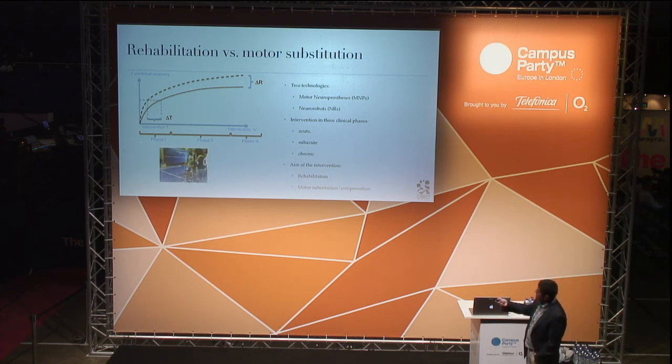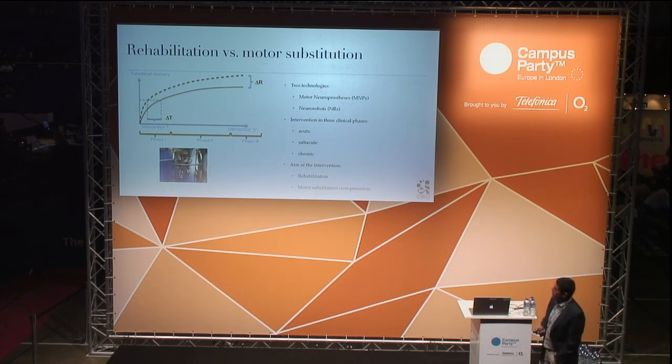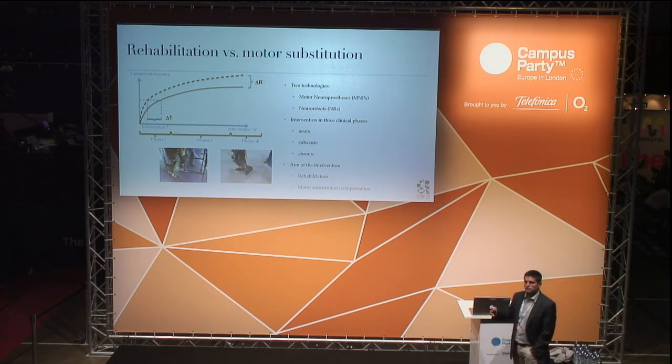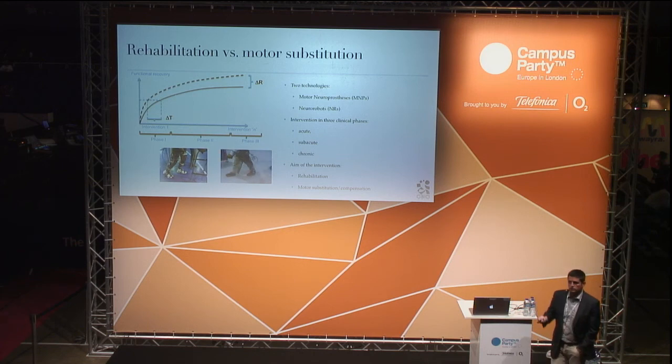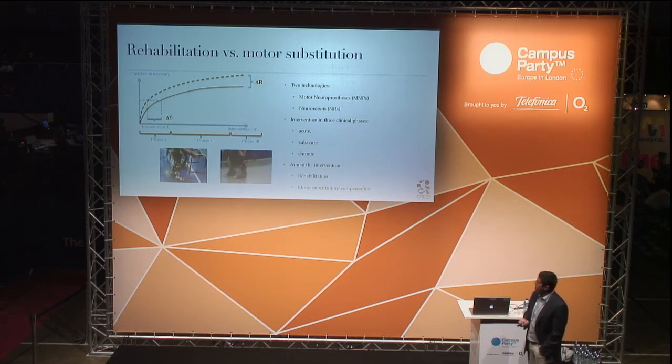So this is just an example of this technology being used in any of these two phases. We have the technology helping this spinal cord injury patient to walk and to train walking again after the lesion. And then we have a similar technology here, which is used in the chronic phase of the condition. There is no possibility of rehabilitation at this stage, but we can still use the technology to help these patients and to have a functional compensation.